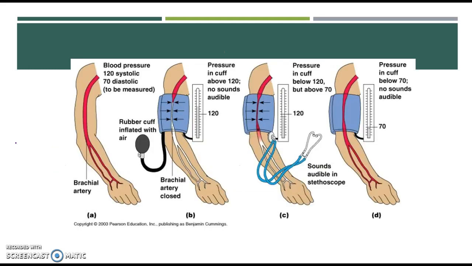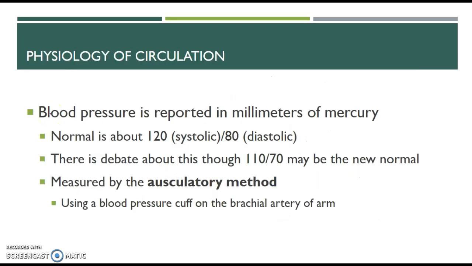Okay, so here is what it looks like. We've all had this happen to us before, where we've been cuffed and we get our blood pressure measured, and they usually say 120/80. That seems to be normal. The 120 is your systolic pressure, and then the bottom number is your diastolic number. And it's always measured in millimeters of mercury.